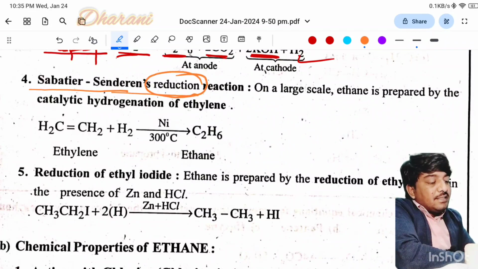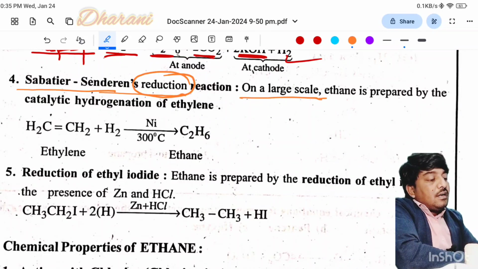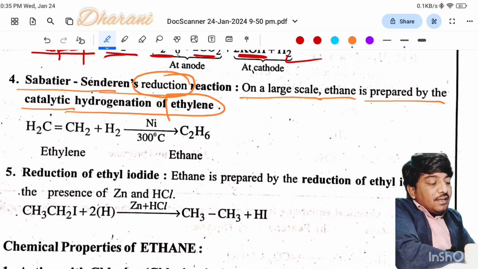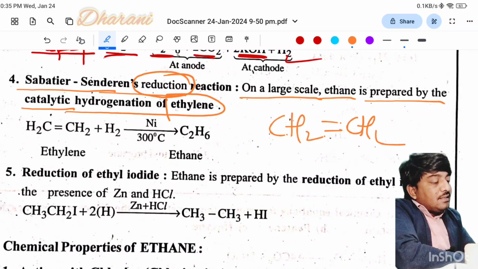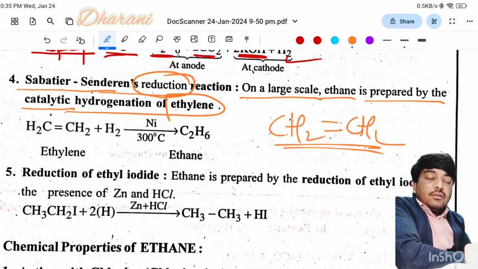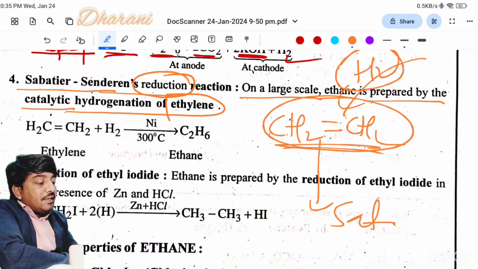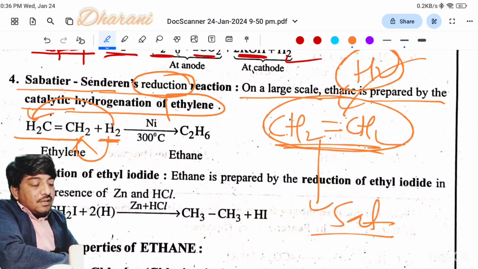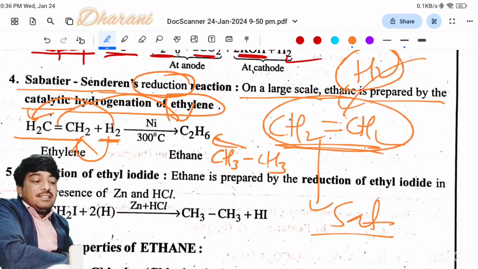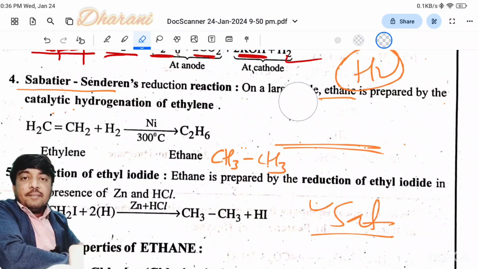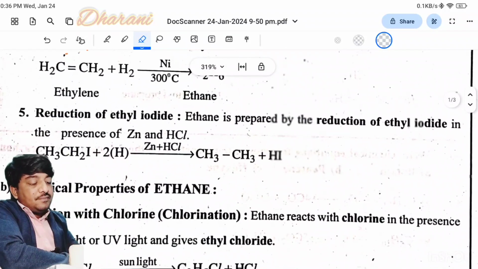Sabatier-Senderens reduction. Reduction means adding hydrogen. On a large scale, ethane is prepared by the catalytic hydrogenation of ethylene. Ethylene means CH2 double bond CH2. If you add hydrogen to ethylene, it becomes unsaturated to saturated. Ethylene on hydrogenation means adding hydrogen; the double bond becomes a single bond, CH3 single bond CH3, nothing but C2H6. This reaction is known as the Sabatier-Senderens reaction. Very important for 2 marks.